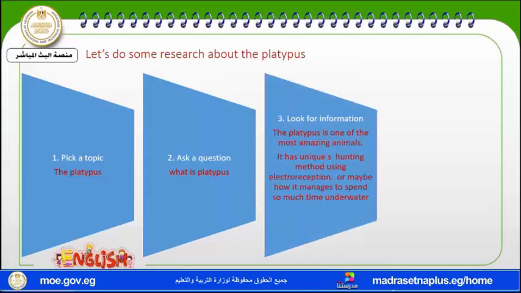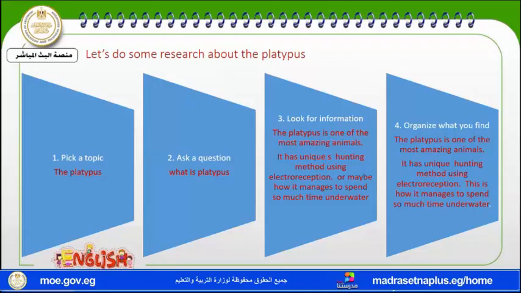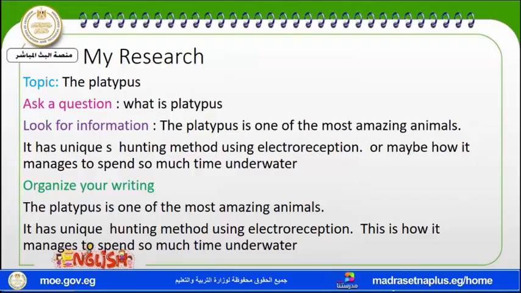And we did some research through Google or AI or whatever, and we learned that the platypus is an animal. It's an amazing animal. It has a unique hunting method. It uses electroception and different ways to manage to stay underwater. And we are going to organize this answer to get the information about the platypus.